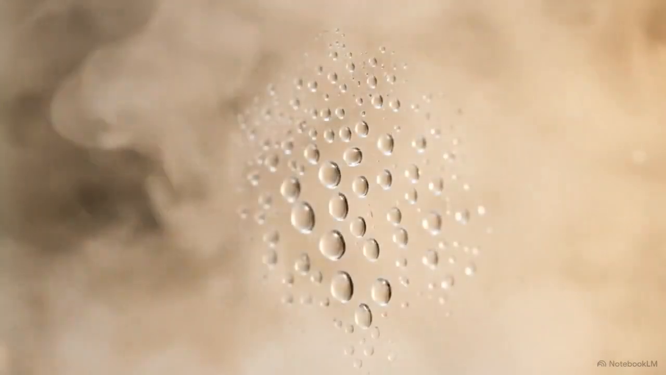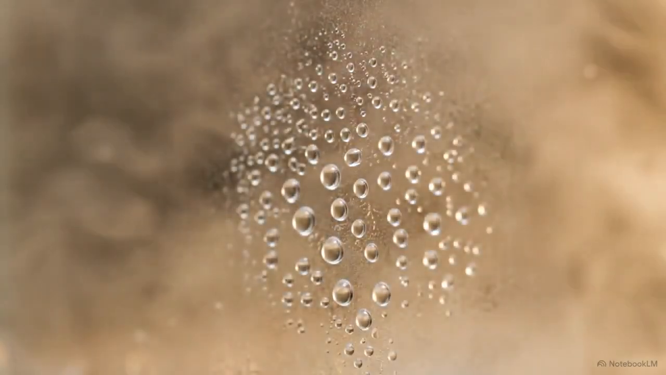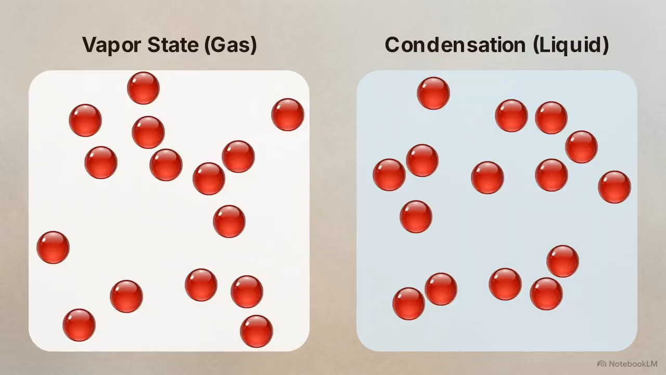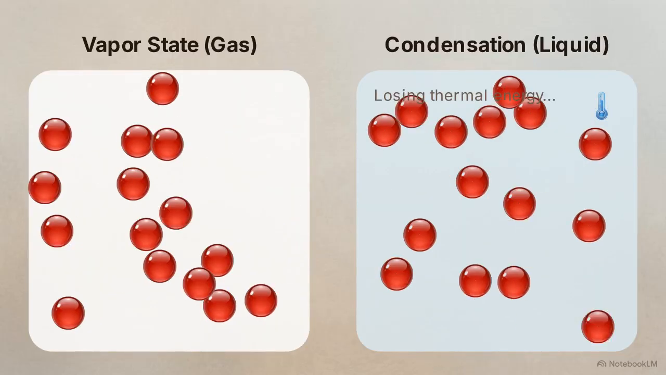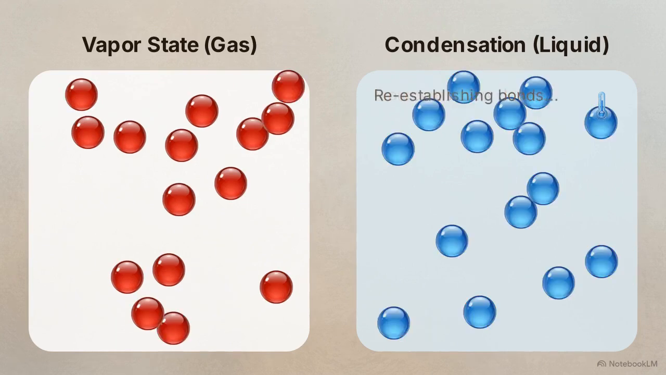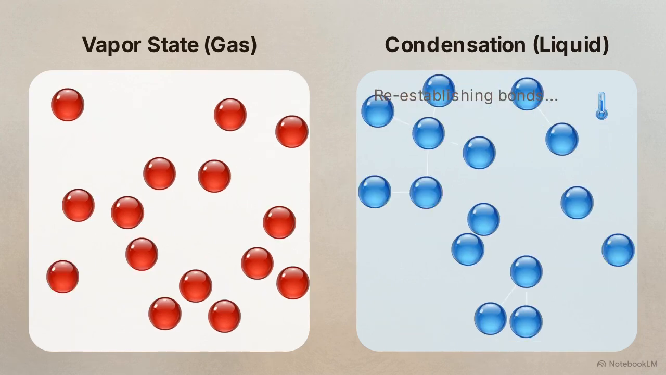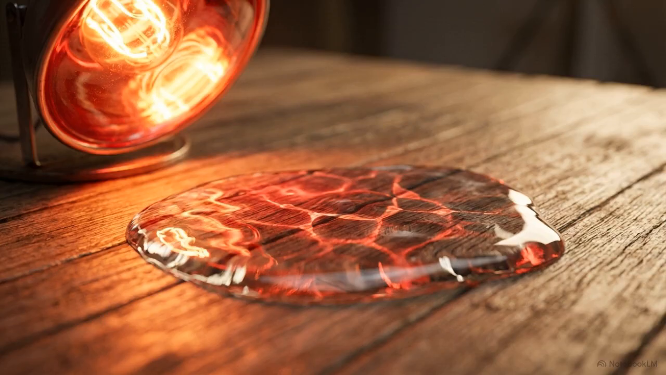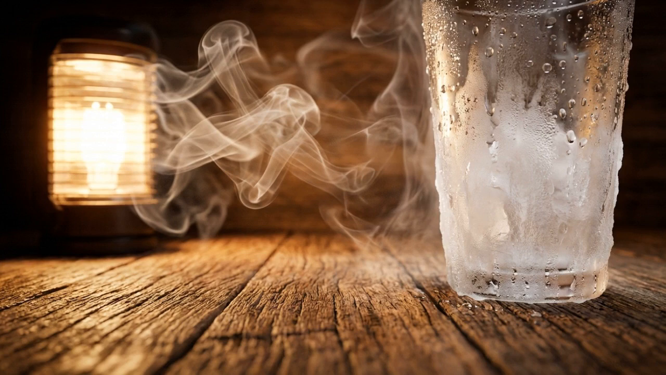As the vapor hits the cold glass, it reforms into liquid droplets. The heat keeping the molecules apart is gone, and they pull back together. This is condensation. By losing thermal energy, the gas molecules slow down and re-establish their liquid bonds, returning to their original fluid state. These phase changes are driven by environmental temperature, making the state of the water a direct reflection of the energy in the room.